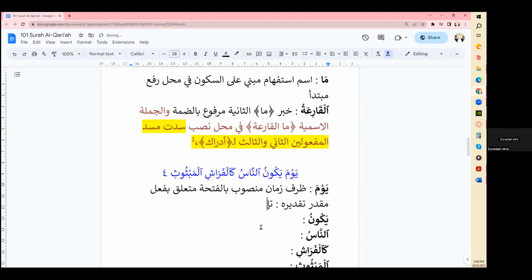Ta'ti. Meaning the fa'il of ta'ti is still Al-Qari'ah, right? That's what you mean? Okay. Yeah. So basically the answer is Al-Qari'ah is coming on Yawma Yakunun Nasu. So we can say ta'til qari'atu yawma yakunu nasu.